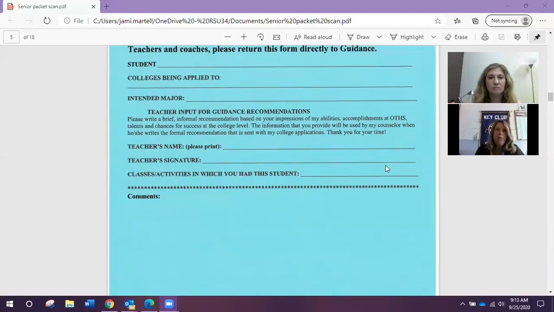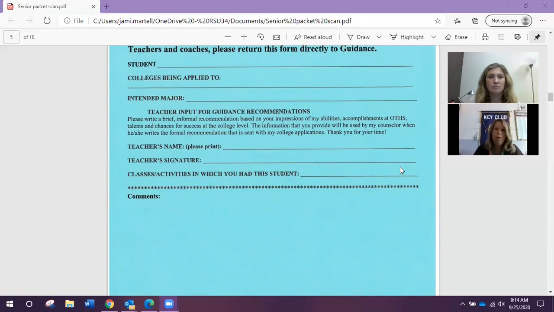One thing I do want to make a point to say is that everything in this packet that we're talking about, the only people that they go to are me and Miss Martell. So we are the only ones to see these packets. We're just taking all the information on these packets to be able to write a letter for you, the best letter that we possibly can for our recommendation. So colleges are not seeing this material. It is just us. It's to help us write your letter.